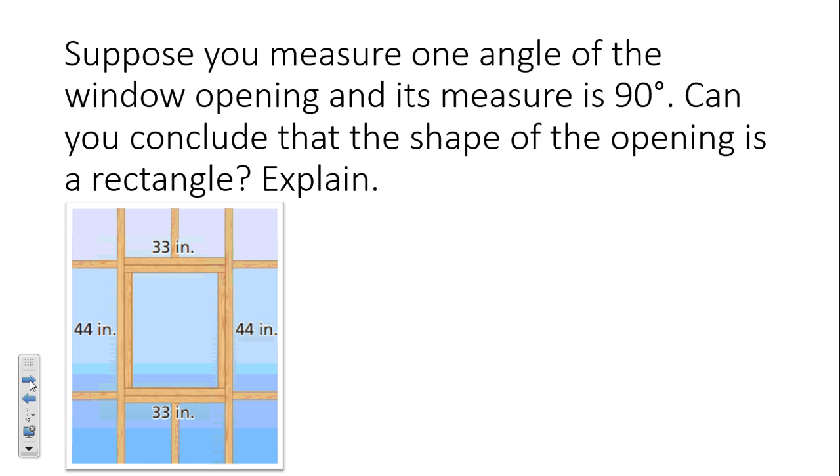All right. Here's a perfect example of how someone in the construction industry uses geometry every day. If they measure one of the angles of this opening, this window opening, and they find out that it is 90 degrees, does that make it a rectangle? Yes. Why? Opposite sides are congruent, so we have a parallelogram.